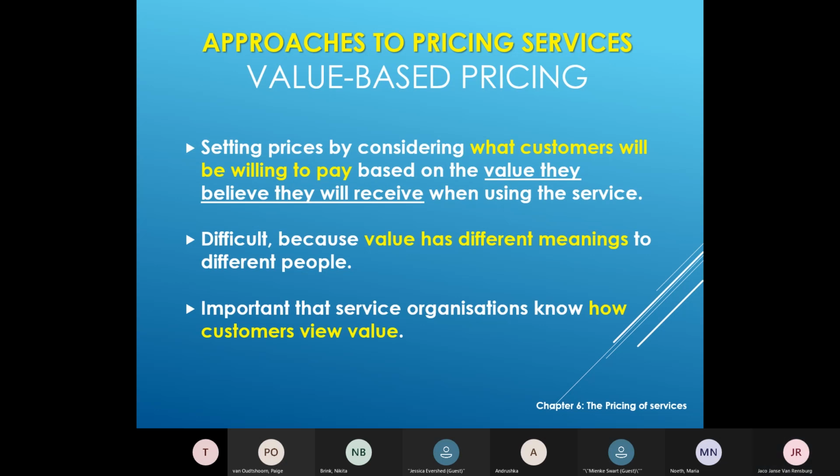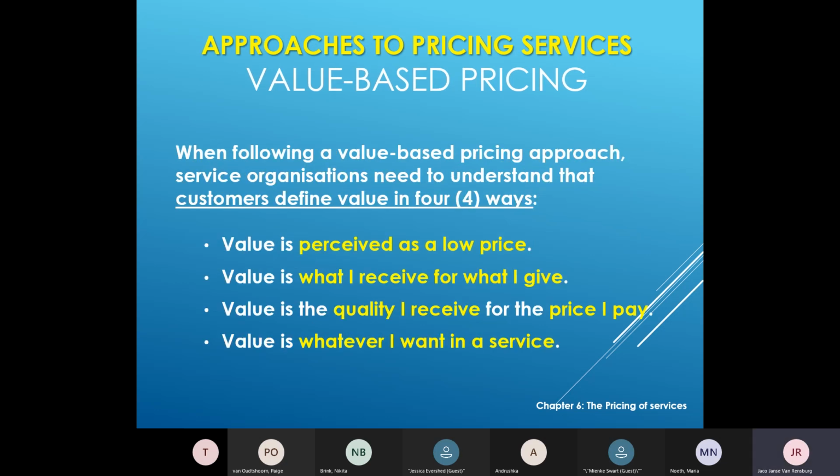Right. Value-based pricing, if we continue with what we have started on the previous one, when this particular approach is taken, a service provider needs to understand that customers use 4 elements to determine if something is valuable to them or not.